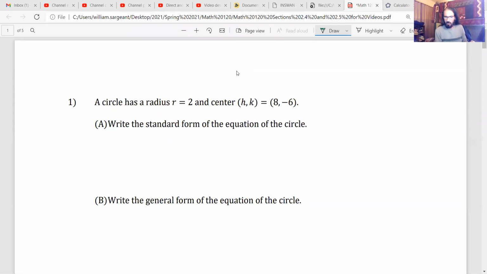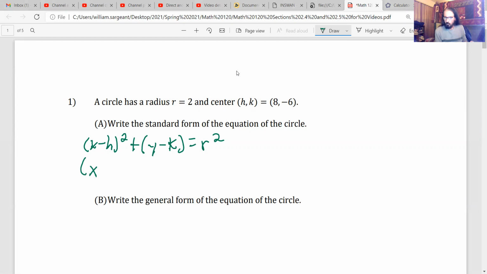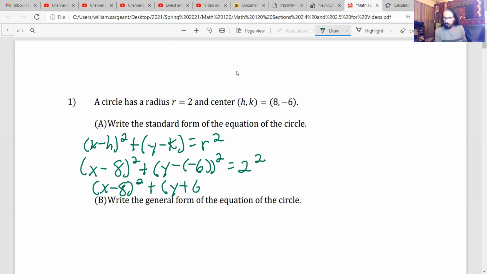We know that the standard form of the equation of a circle is this. Remember its relation to the Pythagorean theorem. So we'll put in 8 for h, -6 for k, and 2 for r. Remember the difference between the sign, the operation that you see in the parentheses versus the sign of the x and y coordinates. Simplify the 2 squared as 4.